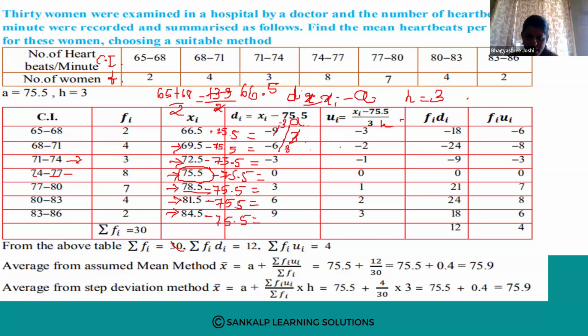Minus 6 divided by 3 is minus 2. Minus 3 divided by 3 is minus 1. 0 divided by 3 is 0. 3 divided by 3 is 1. 6 divided by 3 is 2. 9 by 3 is 3. Okay. Now, Fi di. Sigma Fi di.